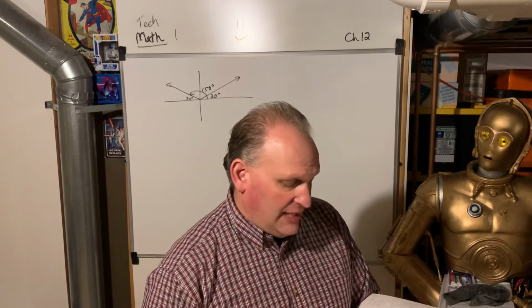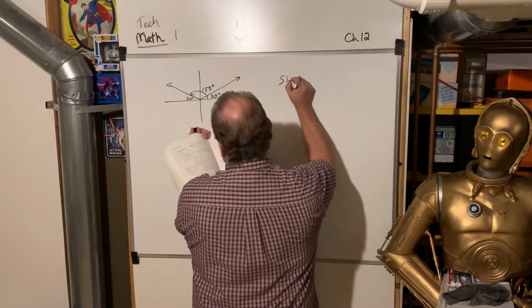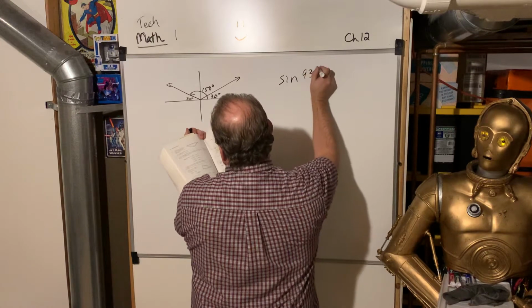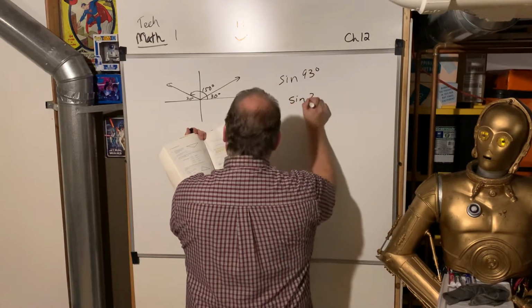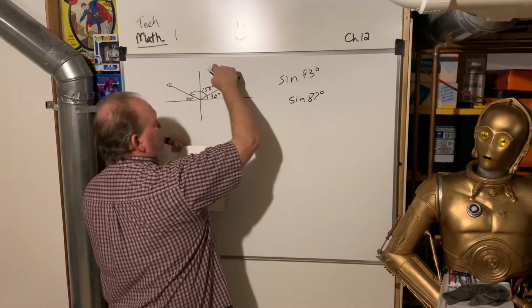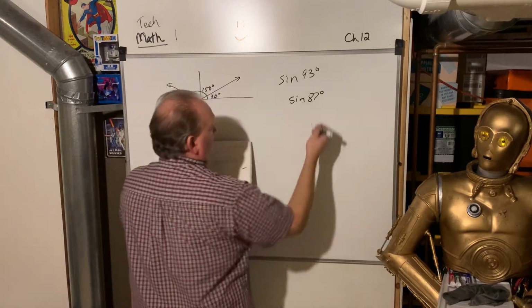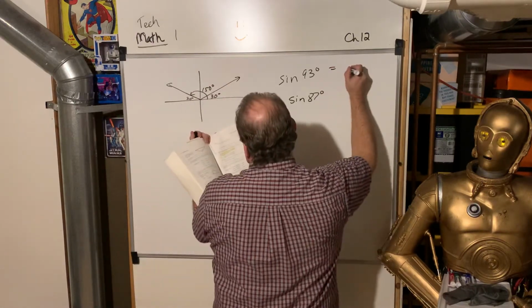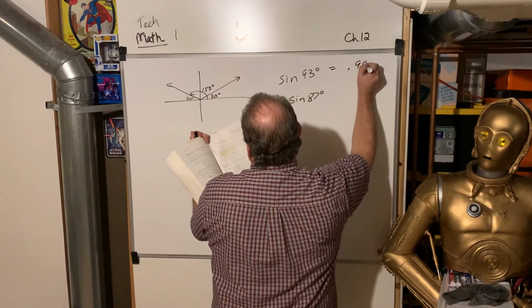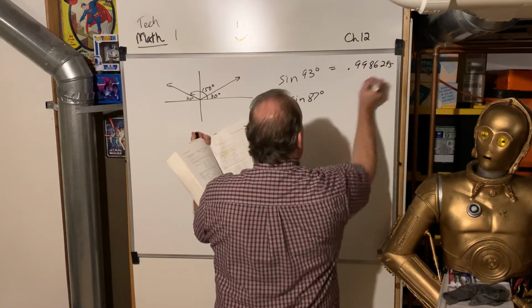And they said, go ahead, try it on your calculator, do the sine of 93 degrees and do the sine of 87 degrees, and you'll get the exact same thing, because 87 degrees in the first quadrant is the same as 93 degrees in the second quadrant. And both of them are 0.9986295.